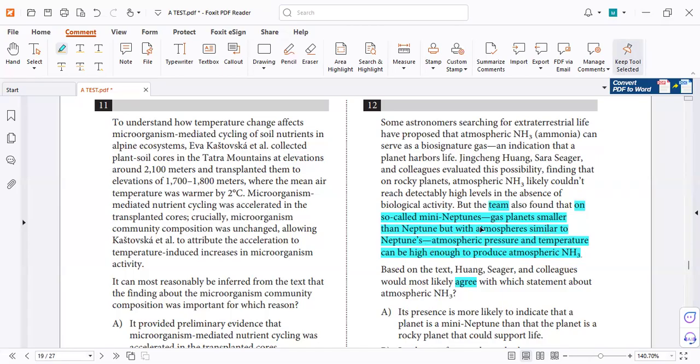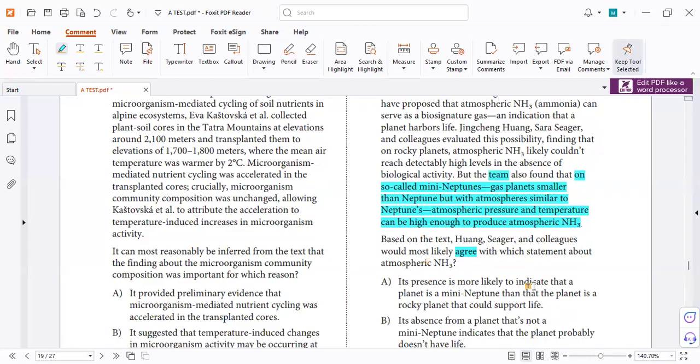Remember, it's two dashes. On so-called mini Neptunes, atmospheric pressure and temperature can be high enough to produce atmospheric H3. So your answer must be similar to this point only. So when you go to the reading, find it. Is that similar? Let's read it. The planet, then the planet, do we have any comparison? It's not mentioned at all.